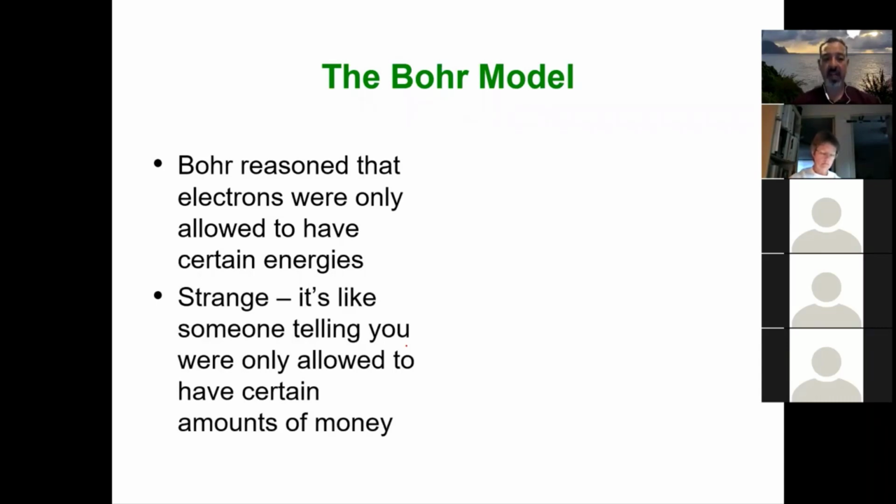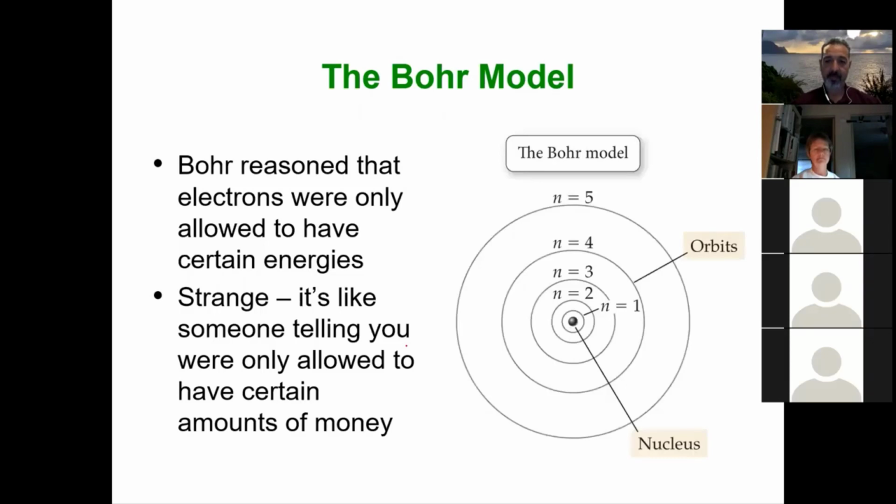So it was really strange. It's like someone telling you, you're only allowed to have a certain amount of money. So Bohr came up with the concept of orbits. The Bohr model is an orbit model. When you look at atoms, you have your dense nucleus. And what do you have in your nucleus?